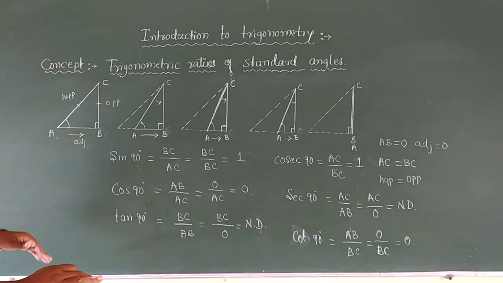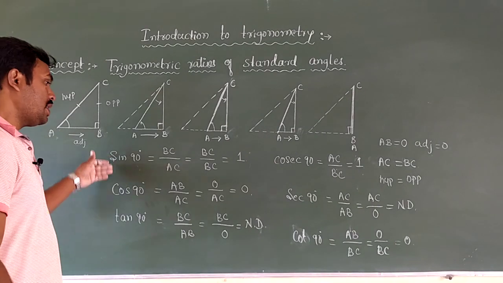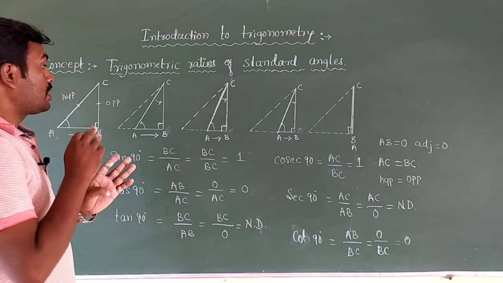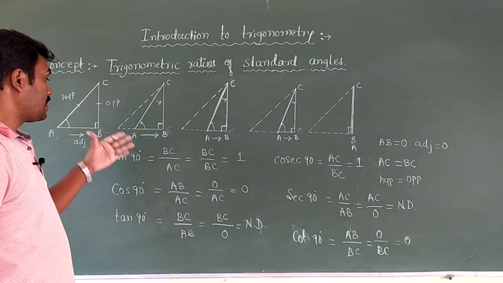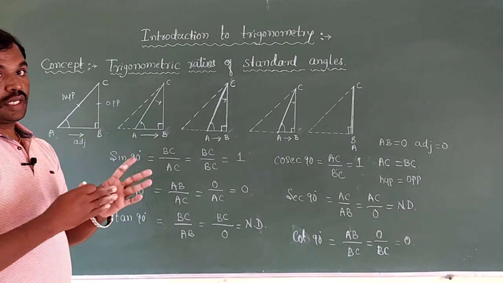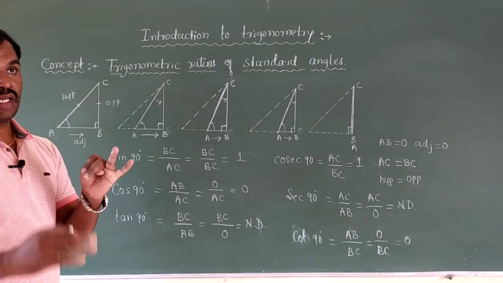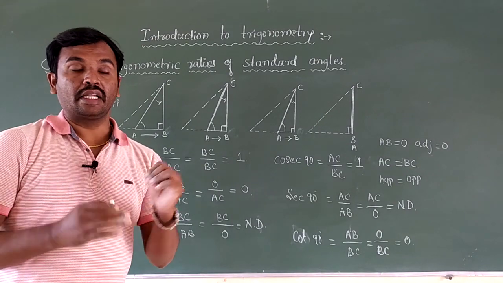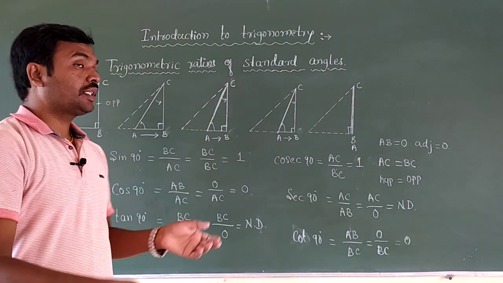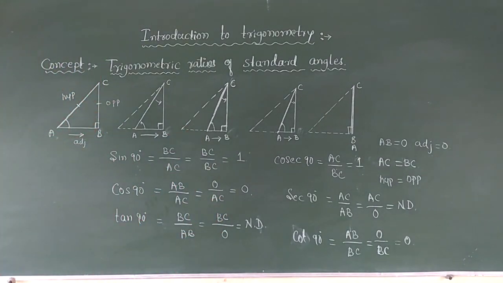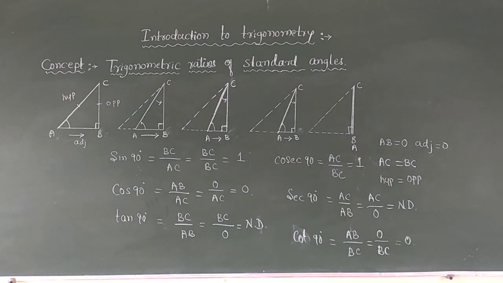So here we got all the 5 standard angles, 6 ratios: 0 degree, 30 degree, 45 degree, 60 degree and 90 degree. Let us tabulate all these together in only one table. How to write that one? By using simple tricks. Let us see it.